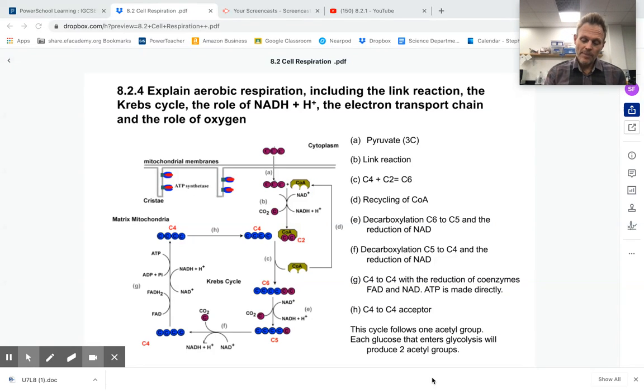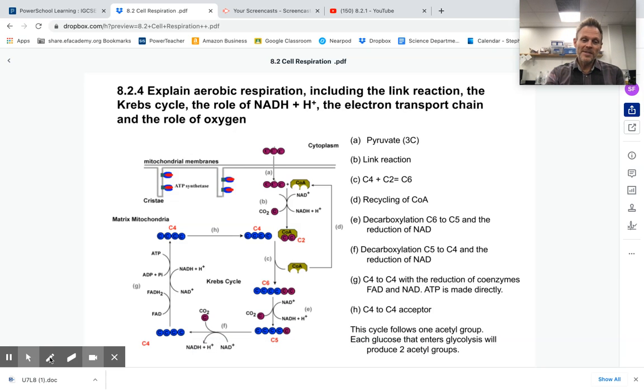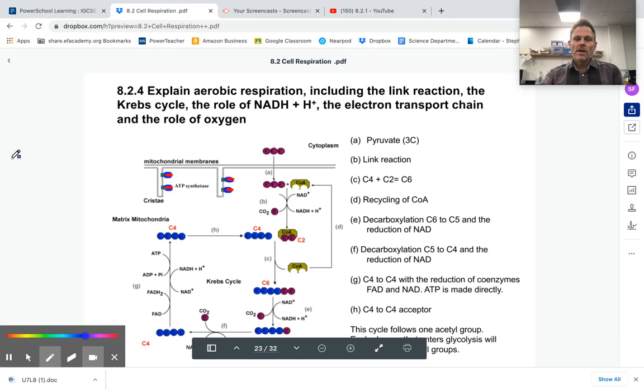Okay, 8.24. Explain aerobic respiration. Okay, so that's with oxygen, but it's a lot more complex than that, right? So when we do this, we're going to talk about a couple different processes. One very important one is called the link reaction. We're going to talk about the Krebs cycle.